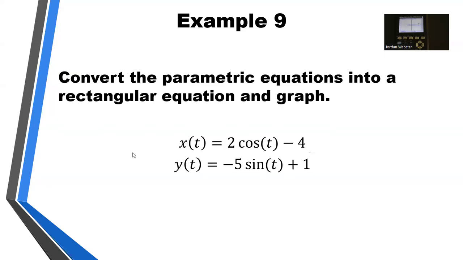Let's do another example. Here was another example of a set of parametric equations. The notation was slightly different. We had x of t equals 2 cosine of t minus 4, and then y of t is equal to -5 times sine of t plus 1.